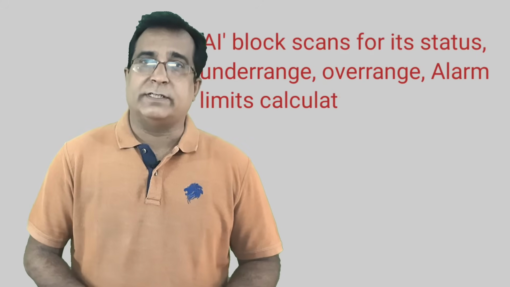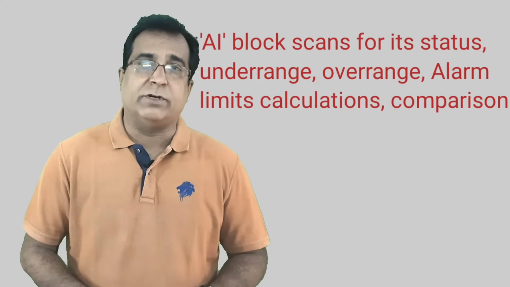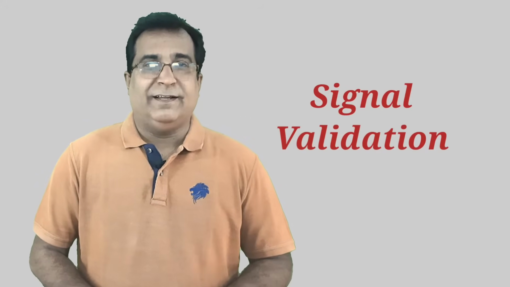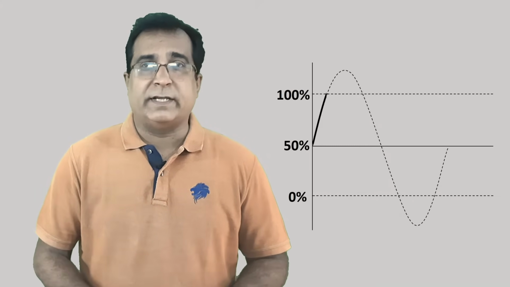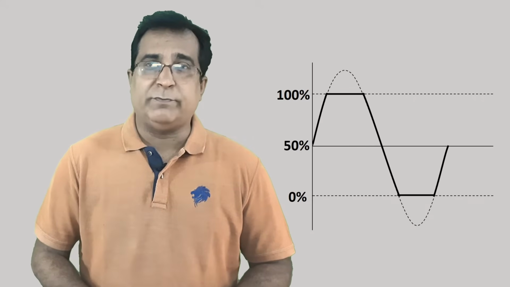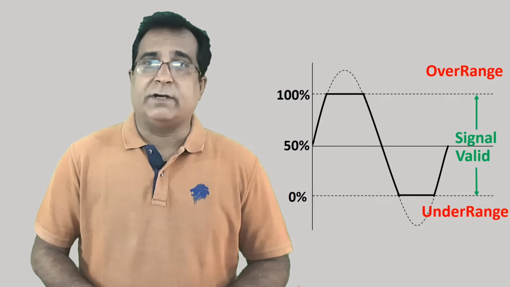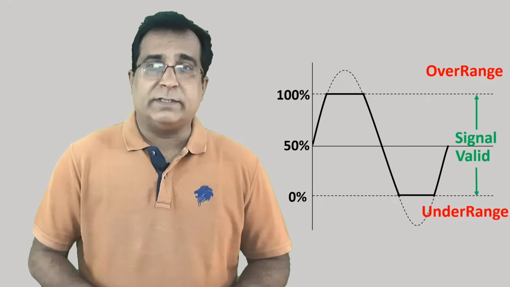In addition to scaling, an analog input block monitors analog input channel status, live zero status, over range, under range, ROC limit calculation, alarm limit calculation, and comparisons. Let's see how these processes are carried out on an analog input. Signal validation: whether the sensor you have selected for monitoring is working in its range or not is checked here. If it is over range or under range, it is clamped to an allowable minimum or maximum limit. And if it is in range, then a soft bit is generated which is called signal valid. We will talk about this further.